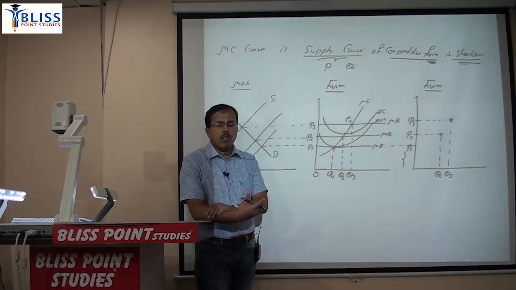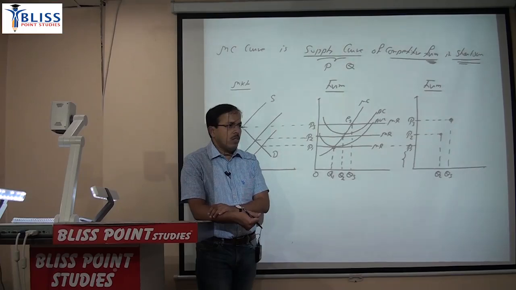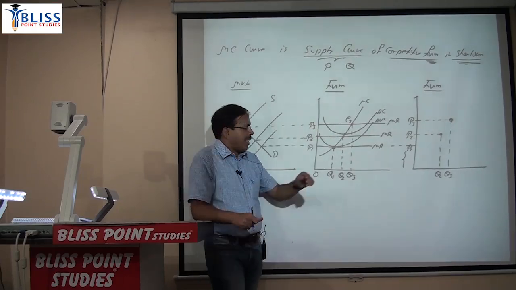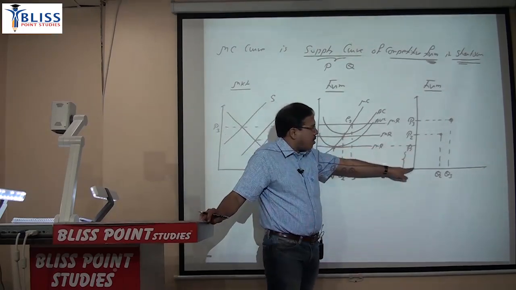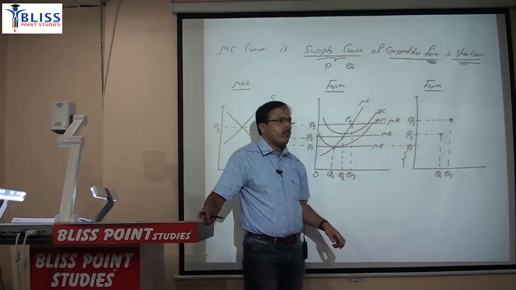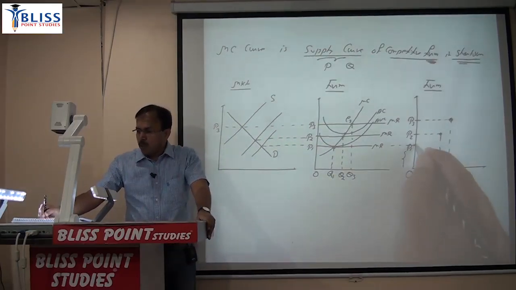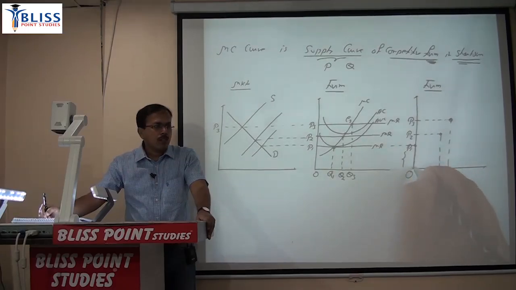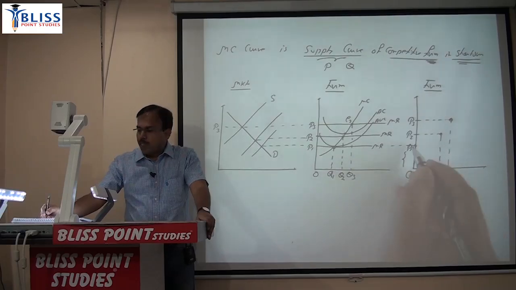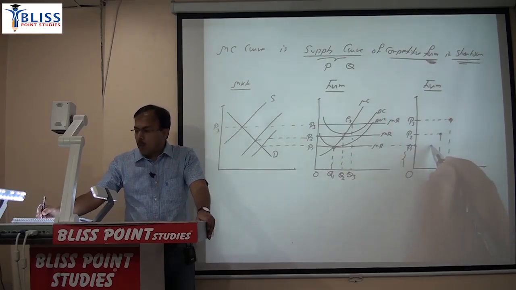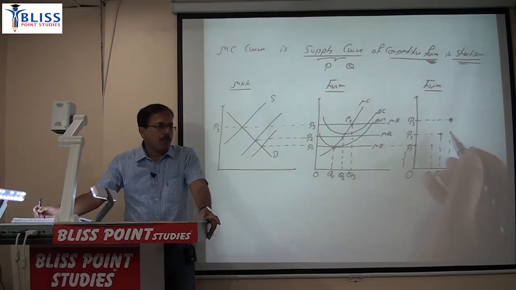So where you will plot that 0? At any price below P1, supply will be 0. So you can plot it by coinciding with the vertical axis. On vertical axis, the value of x-axis will be 0. So any price below P1, supply will be 0. At price P1, supply could be Q1 or it could be 0 also. But if price is more, then there will be supply.